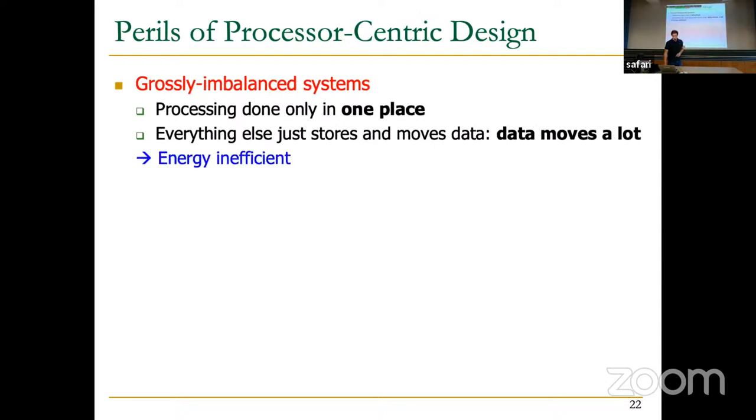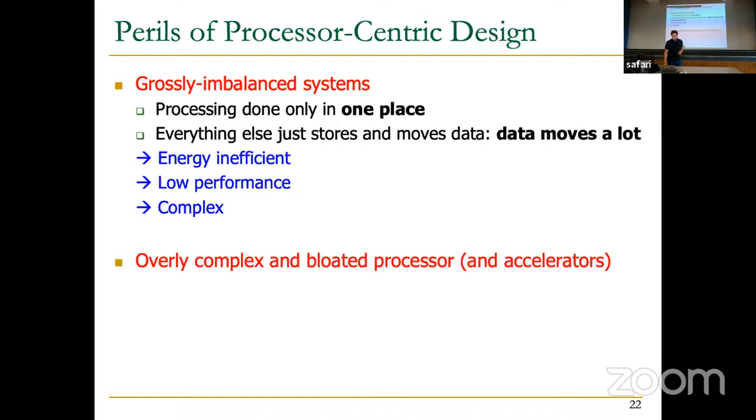There is a lot of data movement. And this is energy inefficient, it's low performance, and it's complex. These complex and bloated processors and also accelerators, GPUs, but other accelerators as well, are complex in order to try to tolerate the data access from memory.